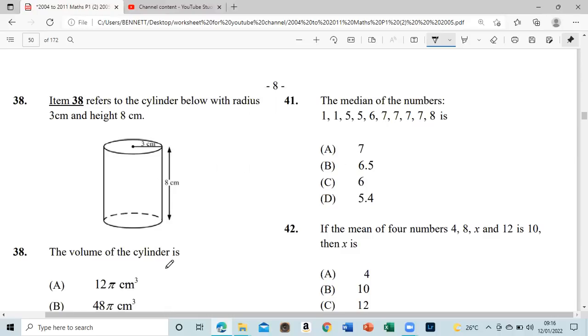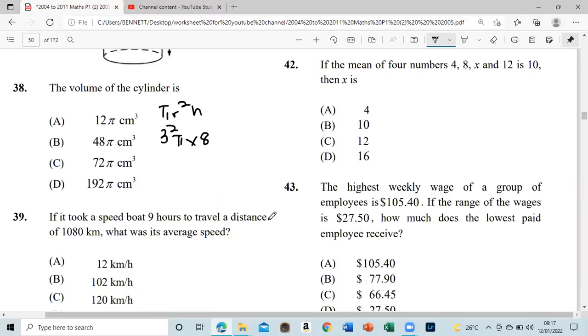This refers to the cylinder, which is 3 centimeters. The volume would be pi r squared times the height. All right, so keep the pi, so it would be 3 squared pi times 8. So that's 9 times 8, so that's 72.